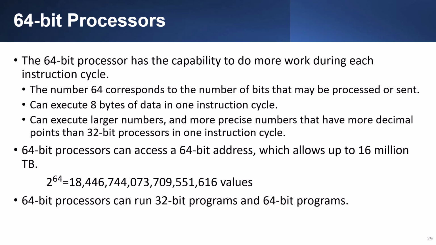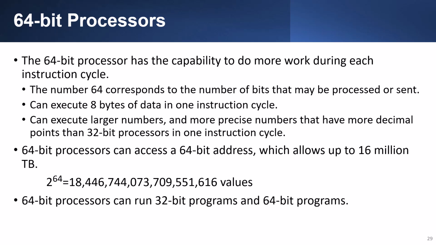Newer processors are 64-bit processors, which means that you can execute 8 bytes of data in one instruction cycle instead of the 32-bit processor that can execute 4 bytes of data in one instruction cycle. Since the 64-bit processor is larger, it can hold a much larger array of values compared to the 32-bit processor. The number 64 corresponds to the number of bits that can be processed or sent.